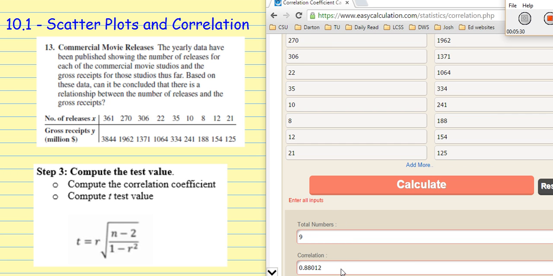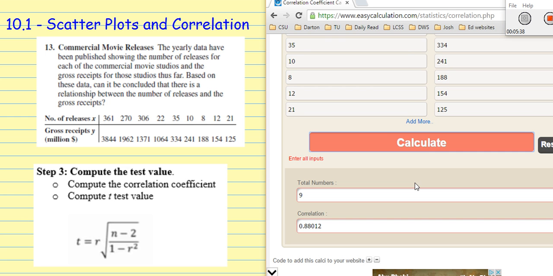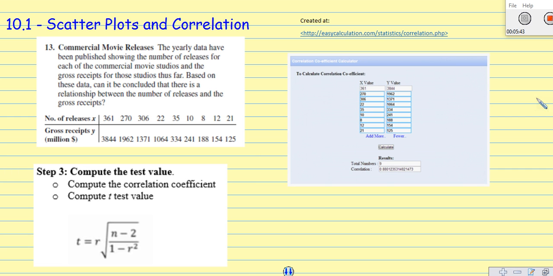It is actually determining the correlation coefficient for me at this time. Go ahead and press calculate, and it kicks that out. So we can see that our correlation coefficient is R equals 0.880. I'll bring that back together in just a minute. Let's go ahead and find our t-test value at the same time.